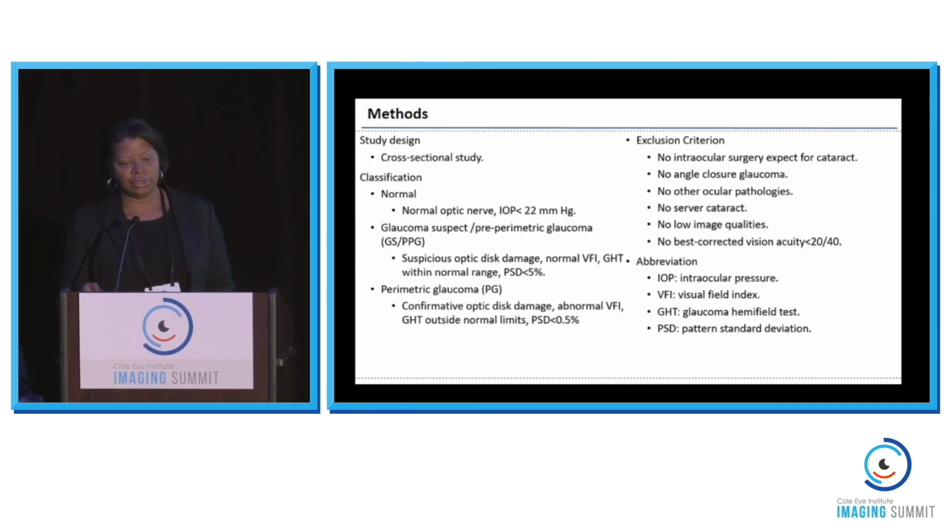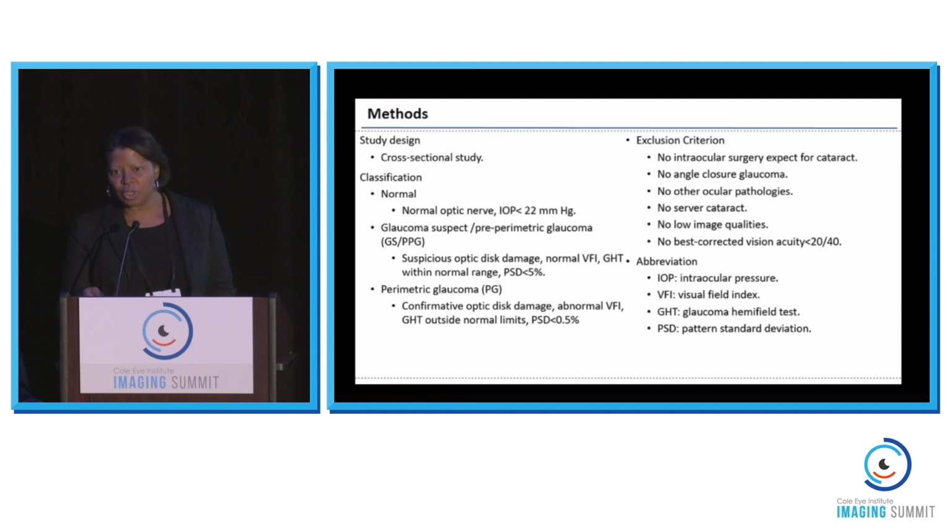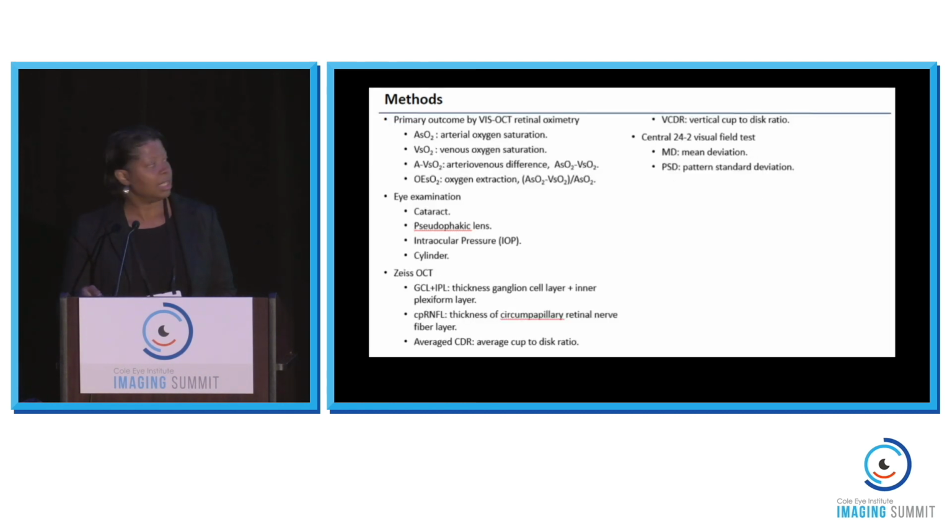This was a cross-sectional study. We enrolled a cohort of patients who were normal, a cohort of patients who were glaucoma suspects or had pre-perimetric glaucoma, and a cohort of patients who had full-blown perimetric glaucoma with visual field loss. Characteristics were obtained, including intraocular pressure, visual field index, glaucoma hemifield test, and pattern standard deviation. Other metrics were obtained as well, including whether or not they had cataract, their lens status, their axial length, and of course the measurements of the various parameters on OCT, such as ganglion cell layer thickness.